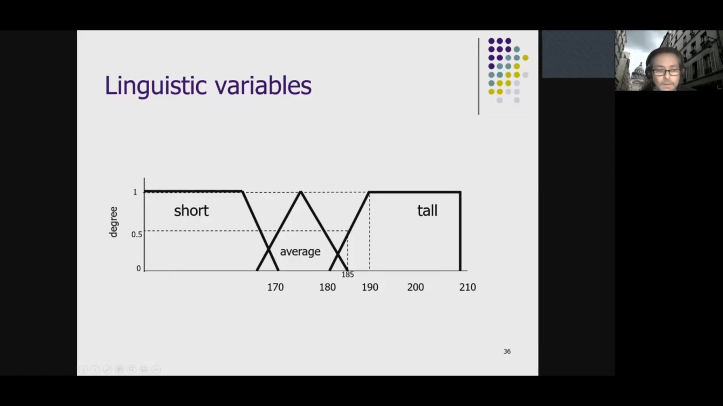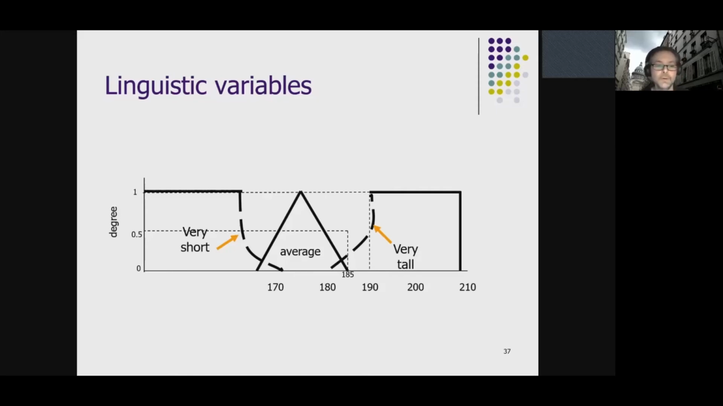The fuzzy set tall to a degree of membership of 0.25, and the fuzzy set average with membership degree 0.25. According to fuzzy logic, there is no problem. We can represent this kind of concepts. And you see how the modifiers, the hedges, alter the shape of fuzzy sets.